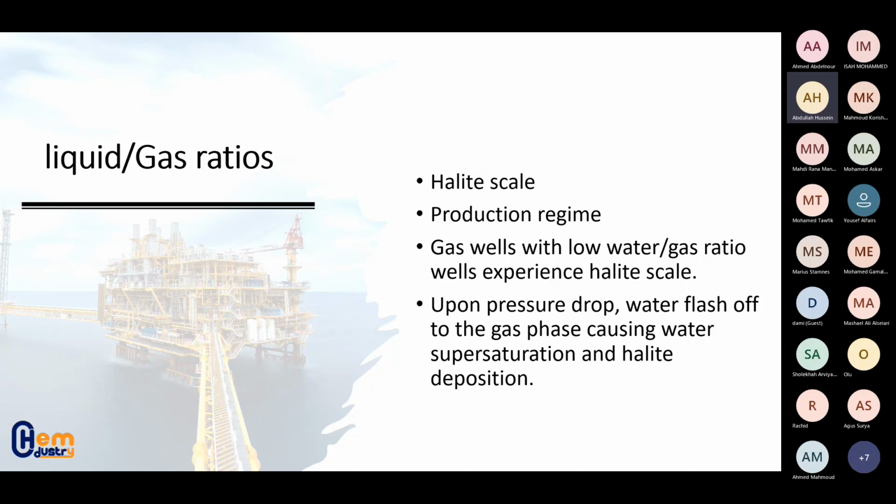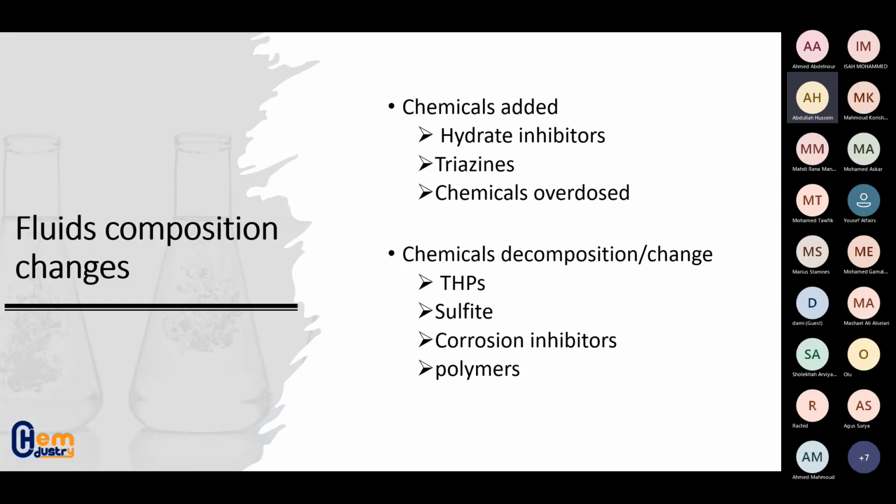Also, we have the fluids composition changes, such as the chemicals we add into our production system, such as the hydrate inhibitors. These ones can trigger scale formation. We have the triazines, as we mentioned before. This can cause carbonate scale formation, or when you overdose your chemicals. We've seen a lot of cases happening all the time.